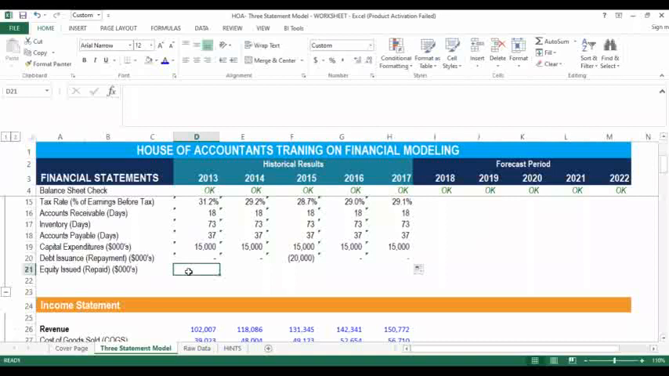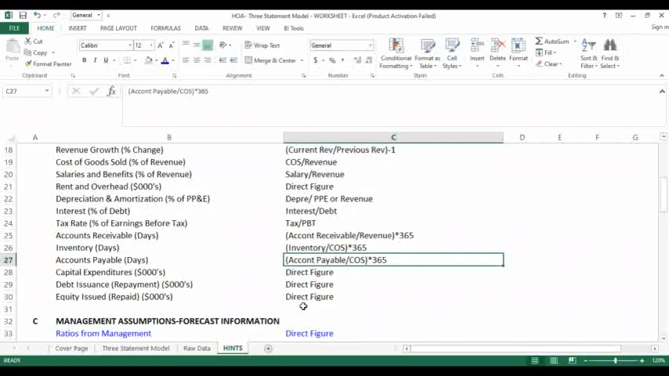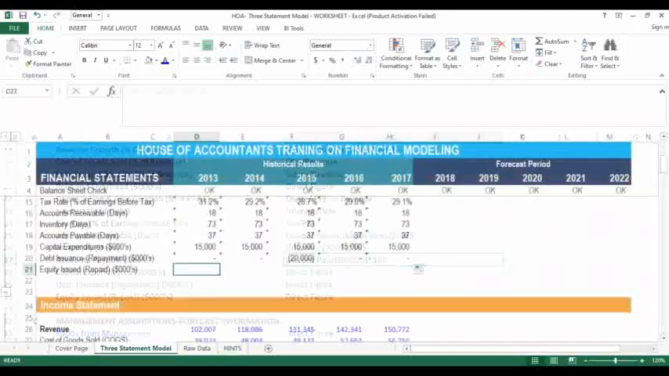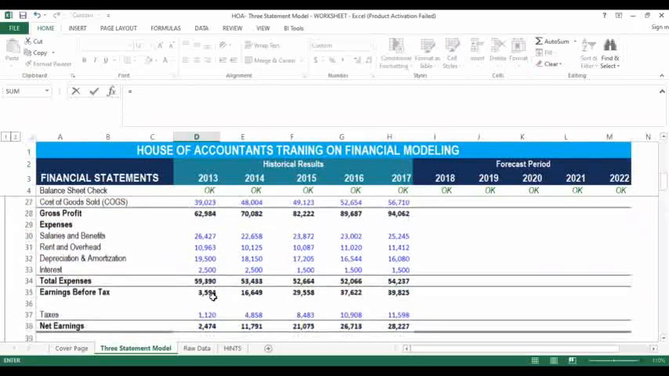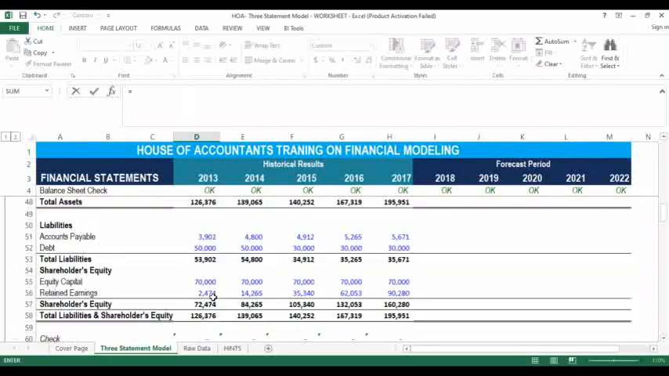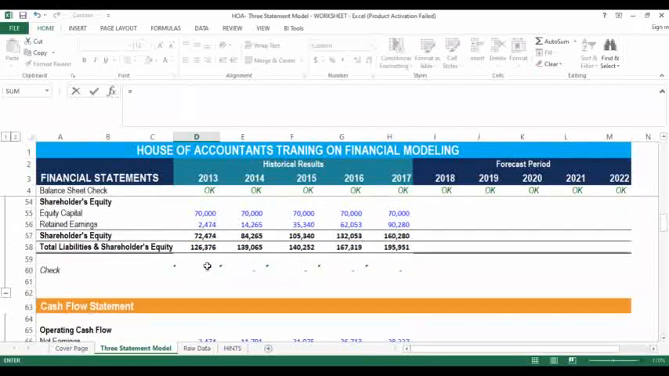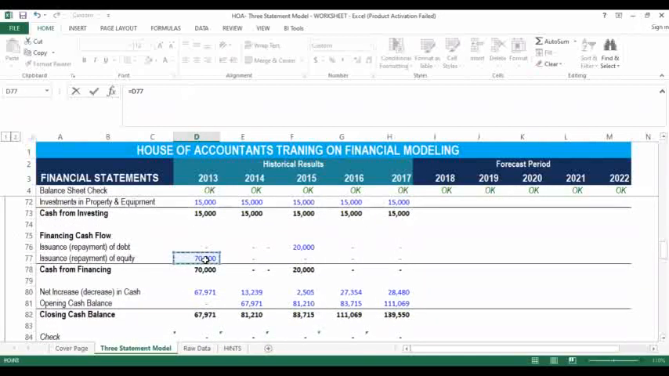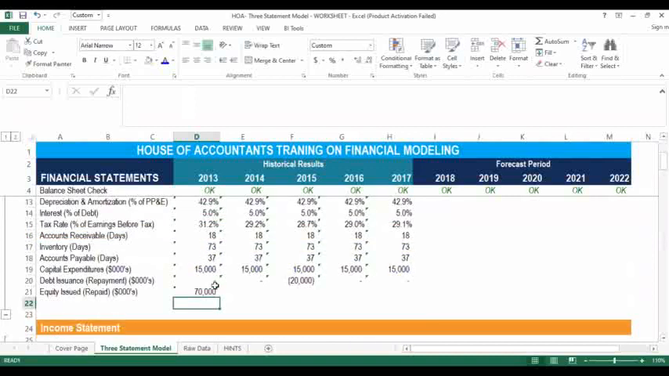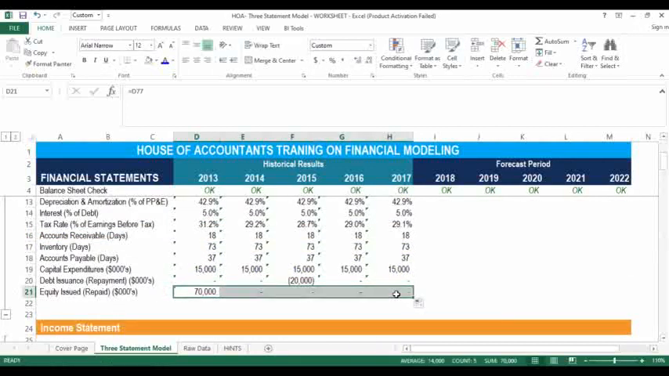Then for equity share prepaid, that will also be the direct figure from our question, which is 70,000. So just pick that 70,000 from here, and we are good to go. So that is all we have done for today.